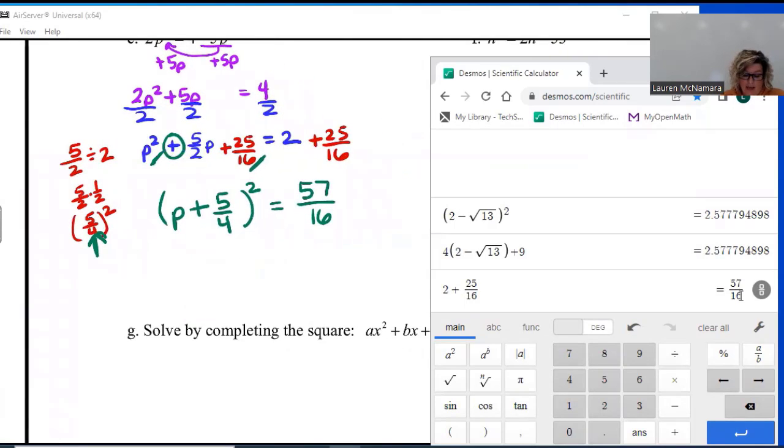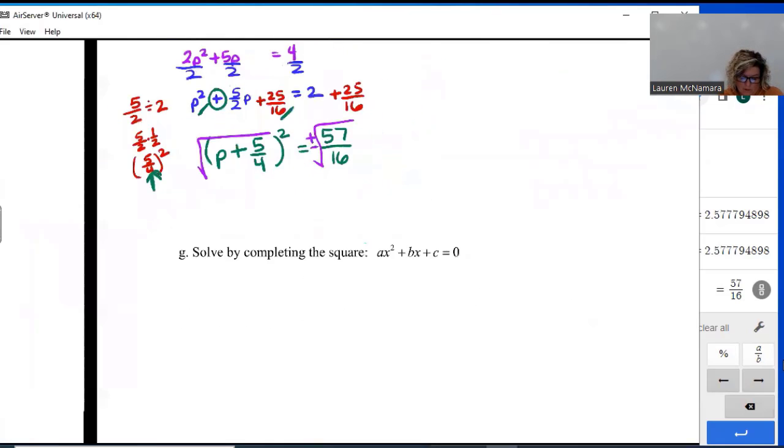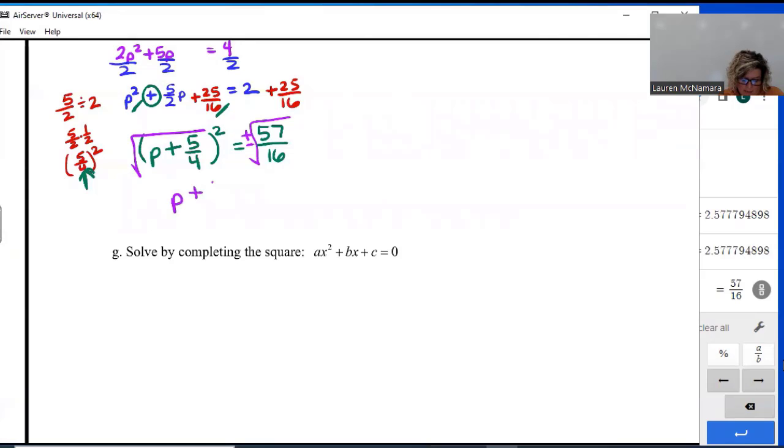All right, now I have that perfect square, so I want to unsquare it. So what do I have to do to unsquare that perfect square trinomial? Take the square root of both sides. Don't forget about your plus and minus. So now I have p plus 5/4 is equal to plus minus the square root of 57 divided by the square root of 16, which is 4.